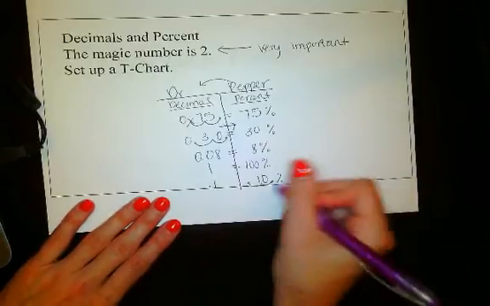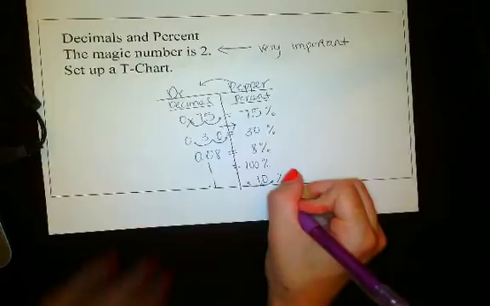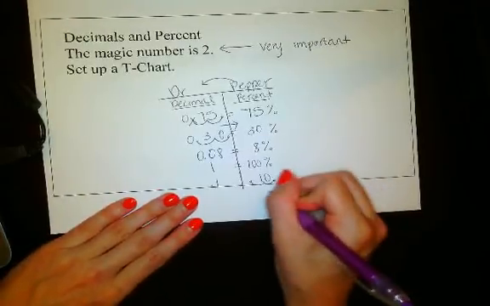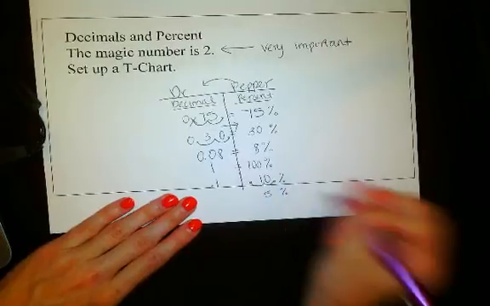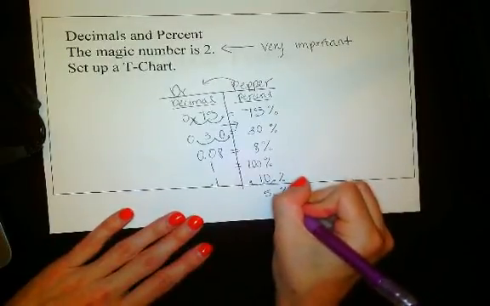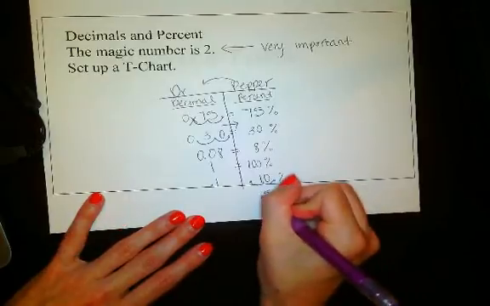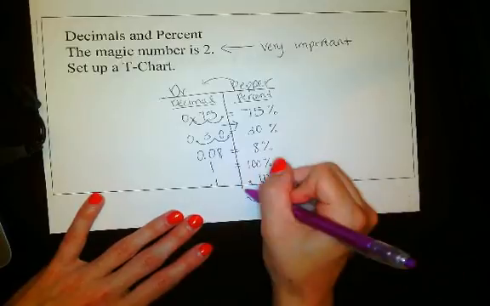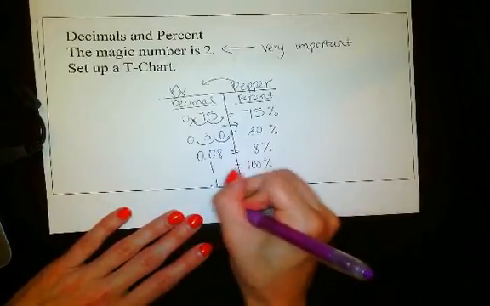If I have 5% and I want to turn it into a decimal, I'm going to make sure my decimal, which is out of sight, is to the right, and I'm going to move it 2 times to the left. And in that empty space, I'm going to put a 0. And so now I have 0.05.